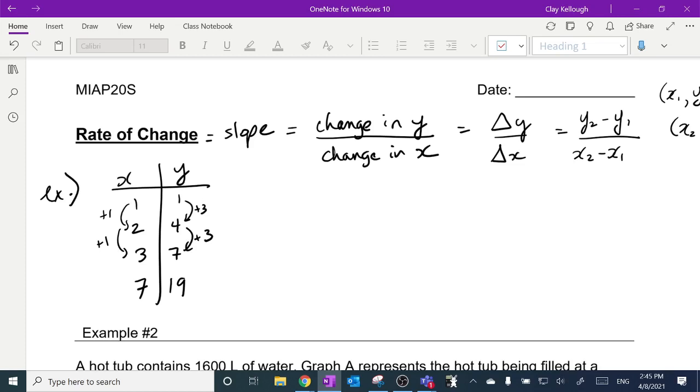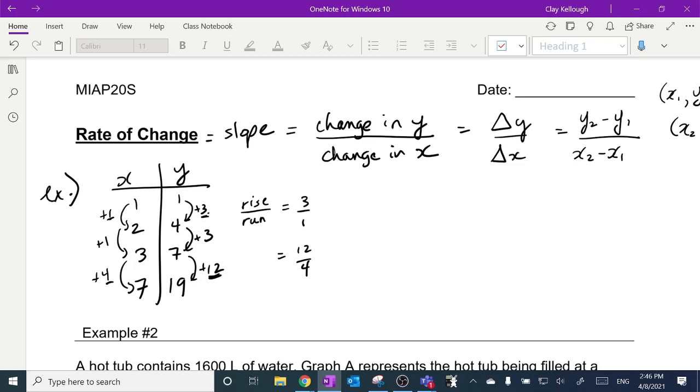Any 2 points could be in a line. You need a third point to know for sure it's a straight line. And this isn't going up by the same amount. Plus 4, plus 12. But isn't 3, remember, rise over run? Isn't 3 divided by 1 the same thing as 12 divided by 4? So therefore, yes, it is linear.